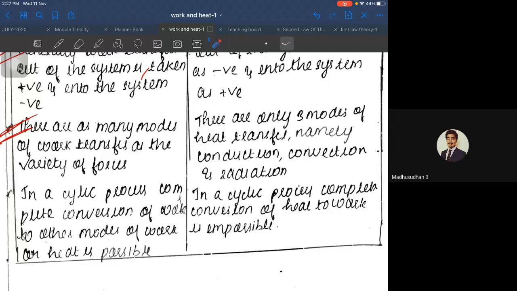In a cyclic process, complete conversion of work to other modes of work or heat is possible. In a cyclic process, complete conversion of heat is impossible. When it comes to a cyclic process like this, you can transfer your entire work into heat or other forms of work. Work can be completely transferred into heat, but heat cannot be completely transferred into work. This is the final difference between these two.